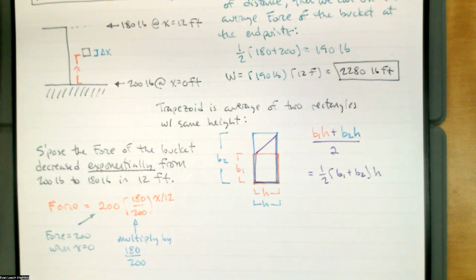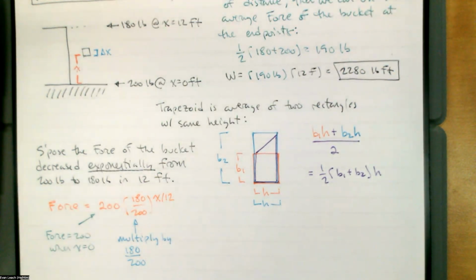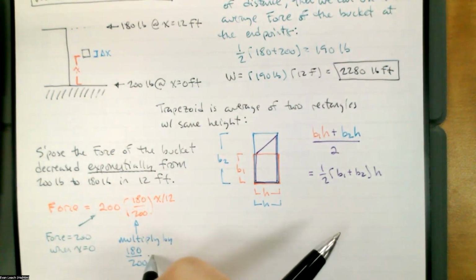This is just the multiplication version of what we did yesterday. Yesterday, we wanted to end up at 180 by addition. So we wanted to subtract 200 minus 180 from the 200 one time when x increased by 12. So we want to multiply by 180 over 200 one time when x hits 12. So multiply by 180 over 200.